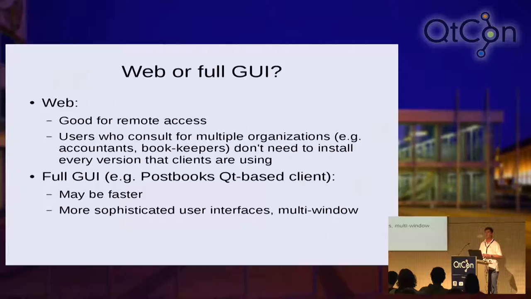A big topic today is web-based accounting. Many of the business solutions offer a web interface. The benefit of a web interface is that you often have bookkeepers and accountants who work for many different businesses, and they can't install every version of the software that every customer is using on the same computer. Using a web interface, they could log into their customers' accounts, even if each customer is using a different system. On the other hand, if you've got a full desktop interface, and PostBooks has a Qt-based client, then you can have multiple windows, you can have more advanced widgets and controls for manipulating your data and inspecting your data.